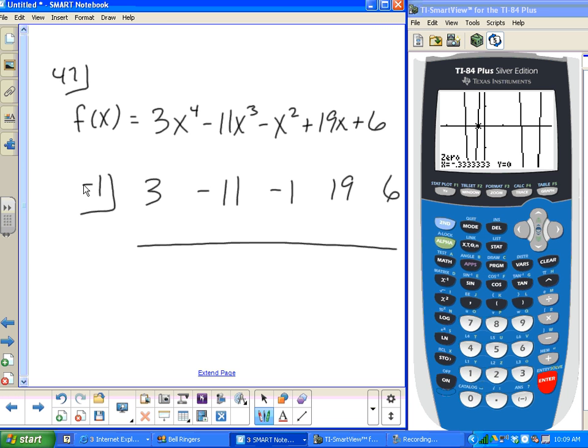Okay, and we'll bring down 3. Negative 1 times 3 would be negative 3. Negative 11 and 3 is negative 14. Negative 1 times negative 14 would be 14. Negative 1 and 14 would be 13, times negative 1 is negative 13. 19 minus 13 is 6. 6 times negative 1 is negative 6. So, surprise, surprise, it worked.